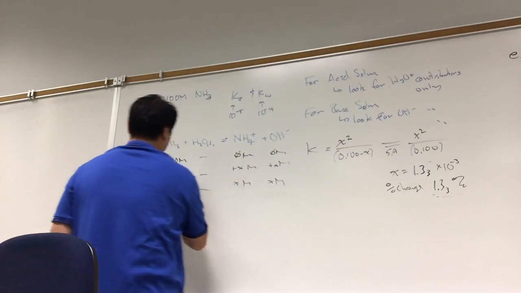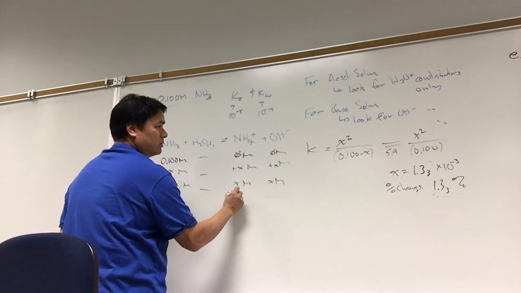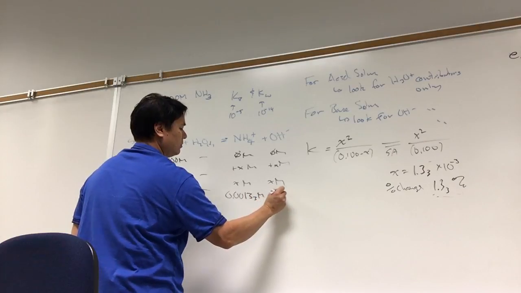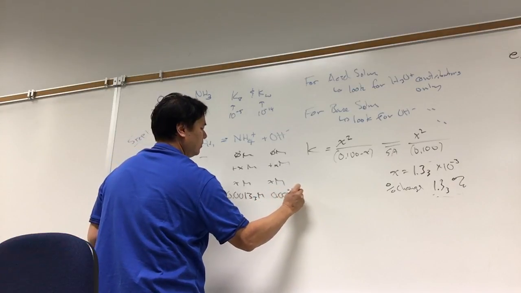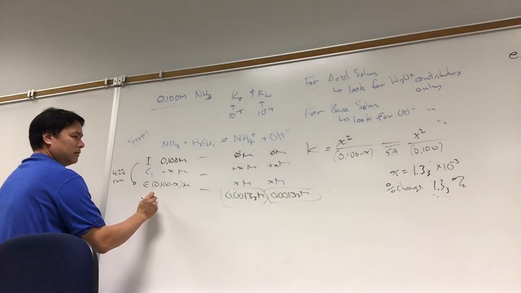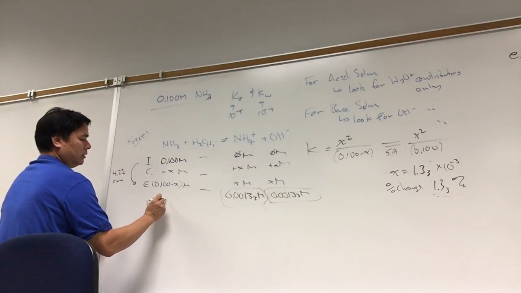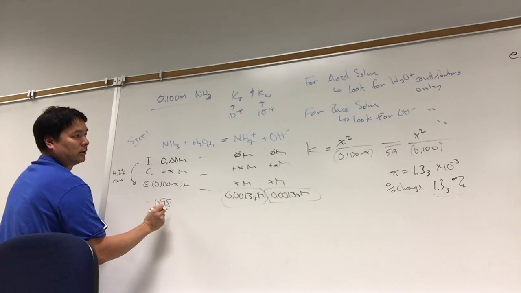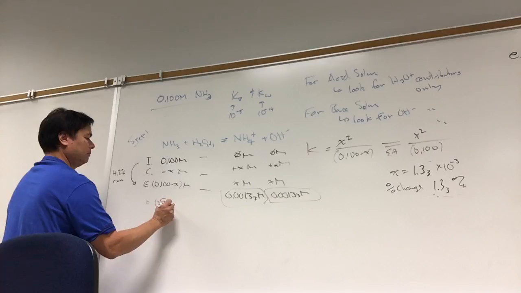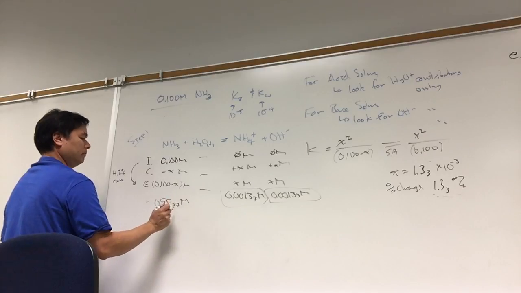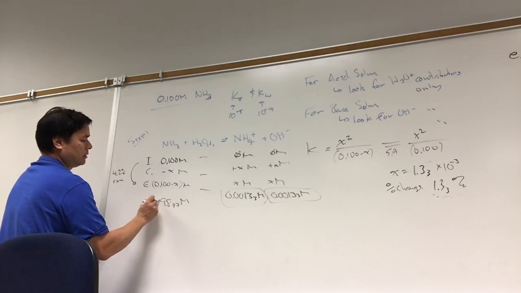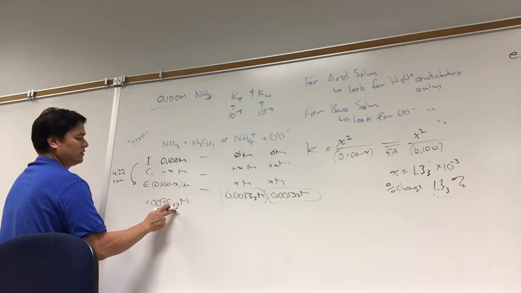And that's going to change this. This will be 0.00133 molar, 0.00133 molar. And what's this one? 0.9877. 0.09, right? Yeah, 0.09877.